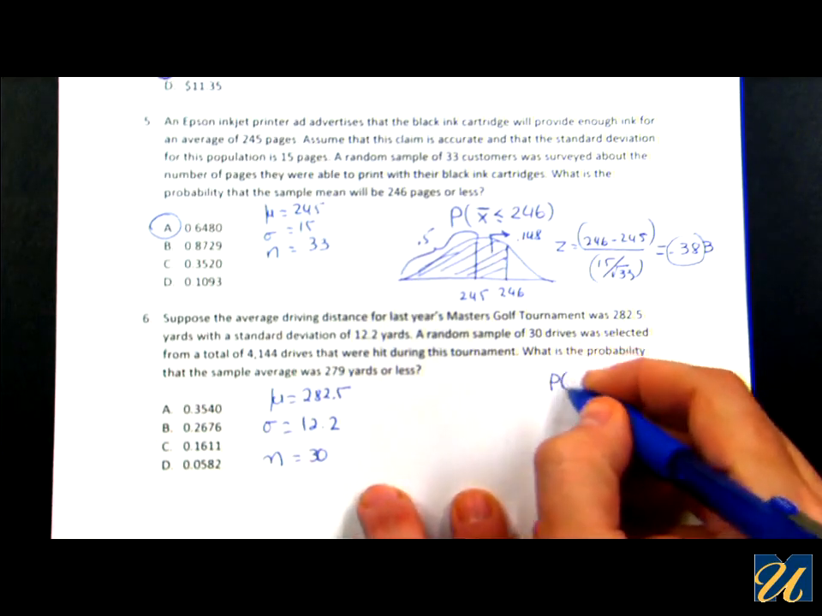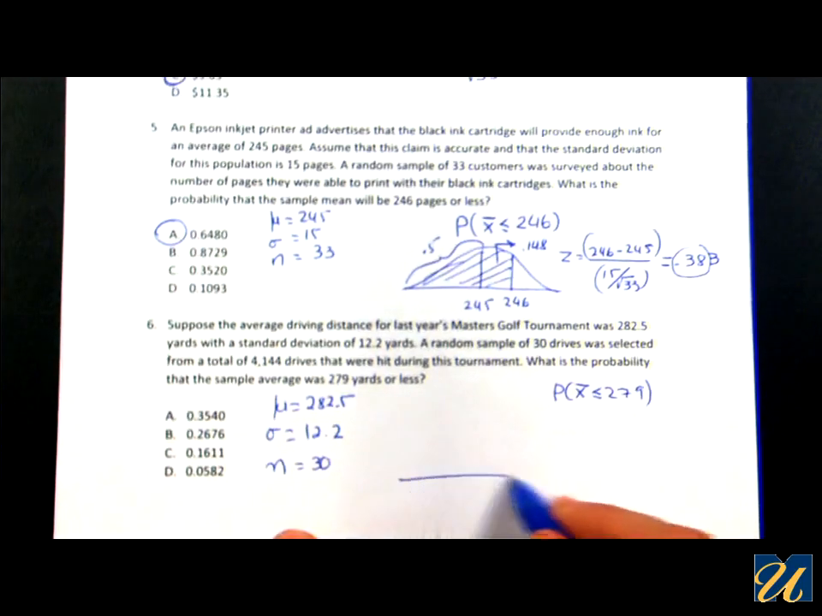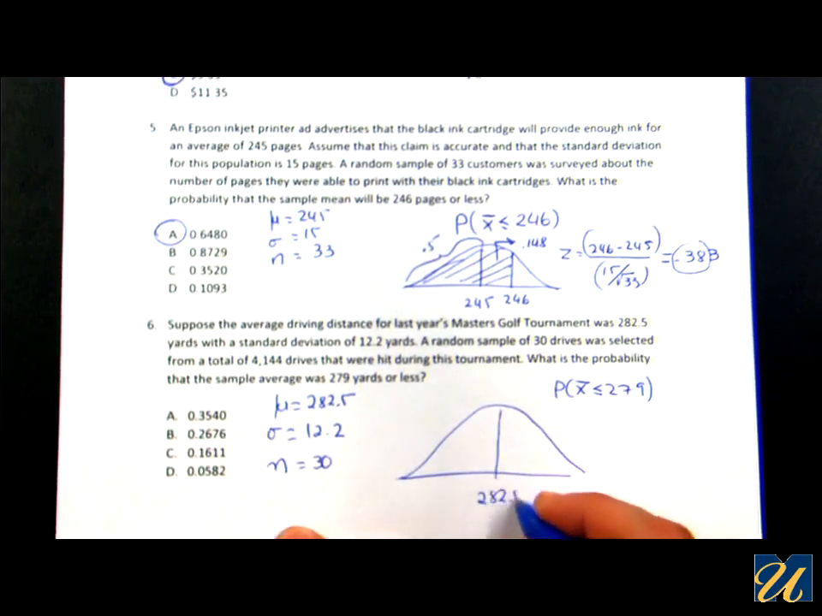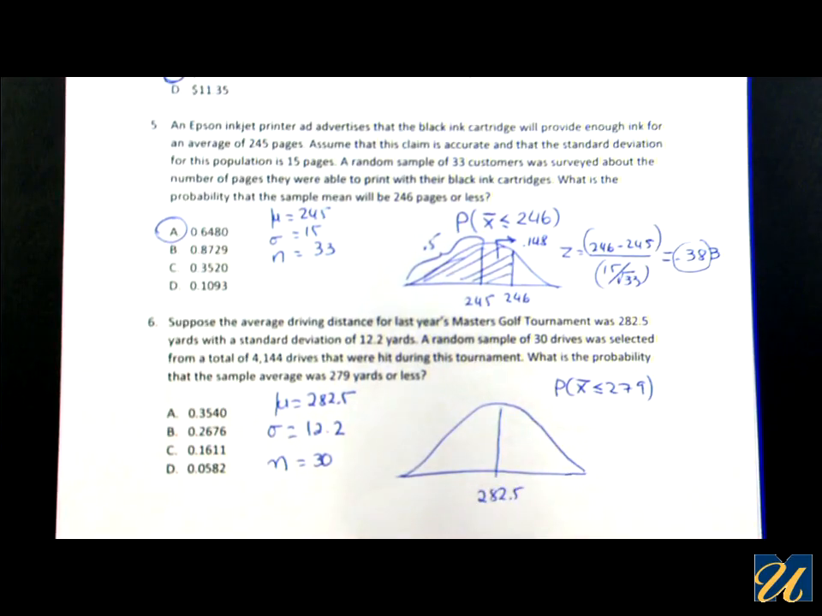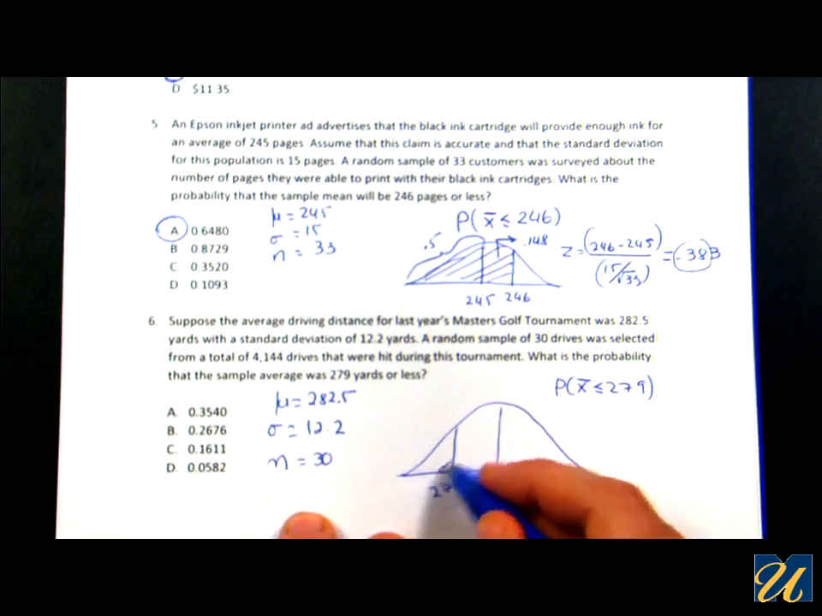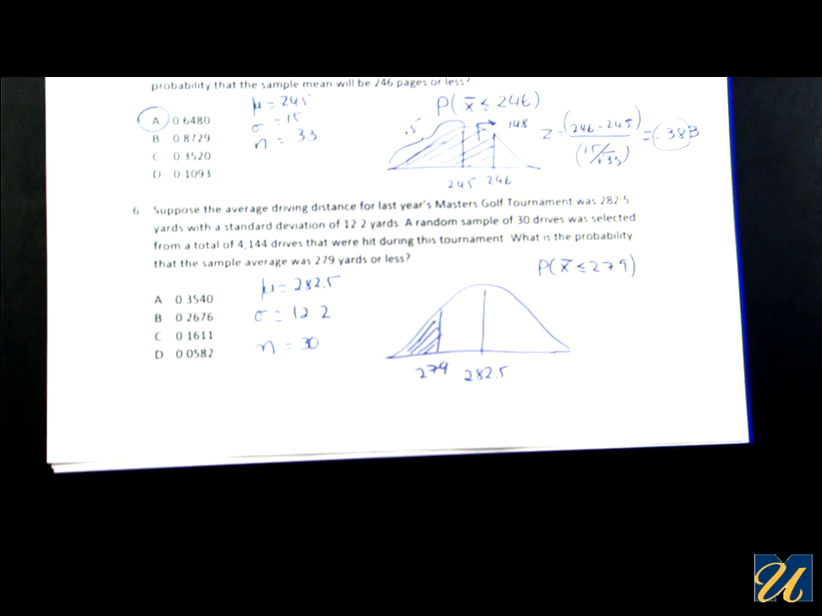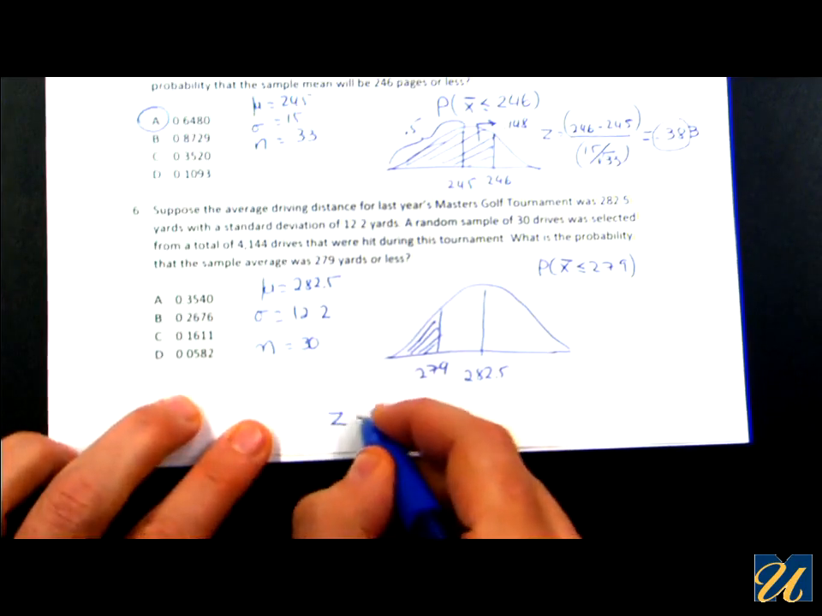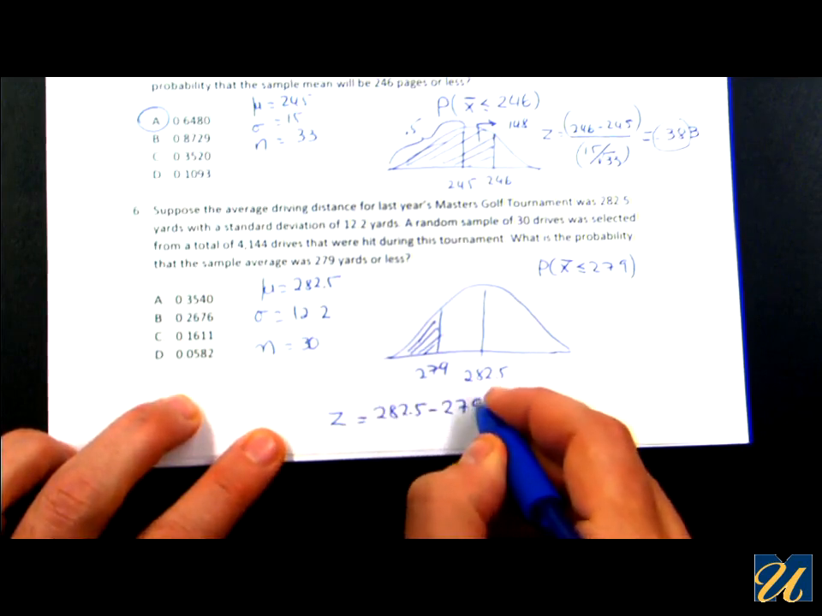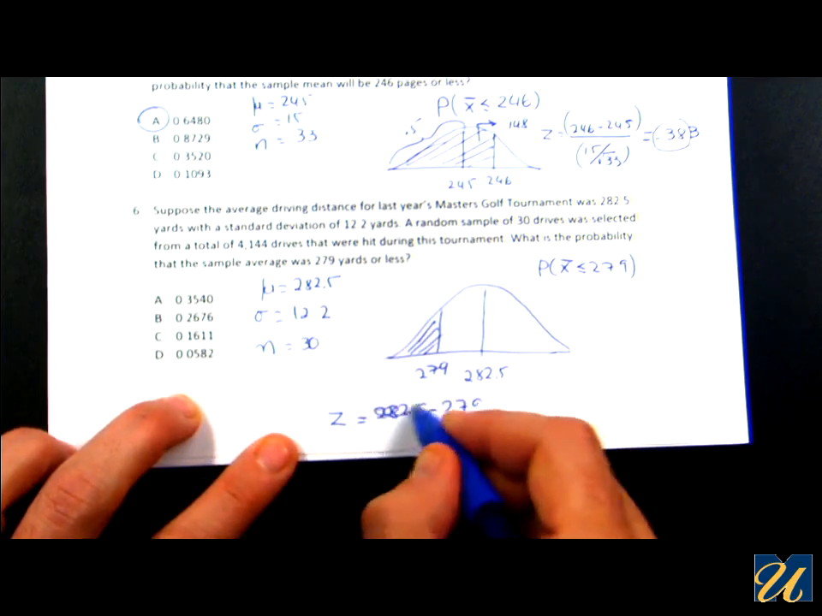So I'm looking for the probability of x bar to be less than or equal to 279. We draw the normal curve. Mu x bar is 282.5, same as the population mean. 279 to the left, less than 279, I'm looking for a left tail. Next step, as always, we calculate the z-score. 282.5 minus, it's 279, the other way.